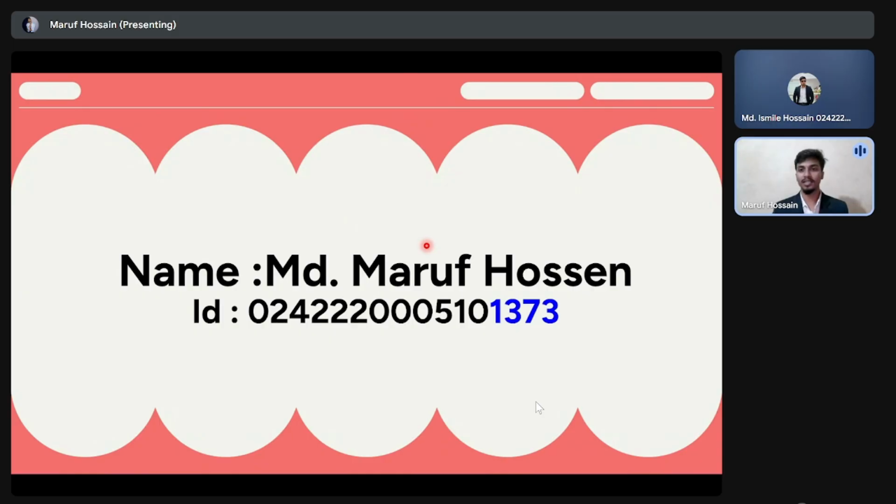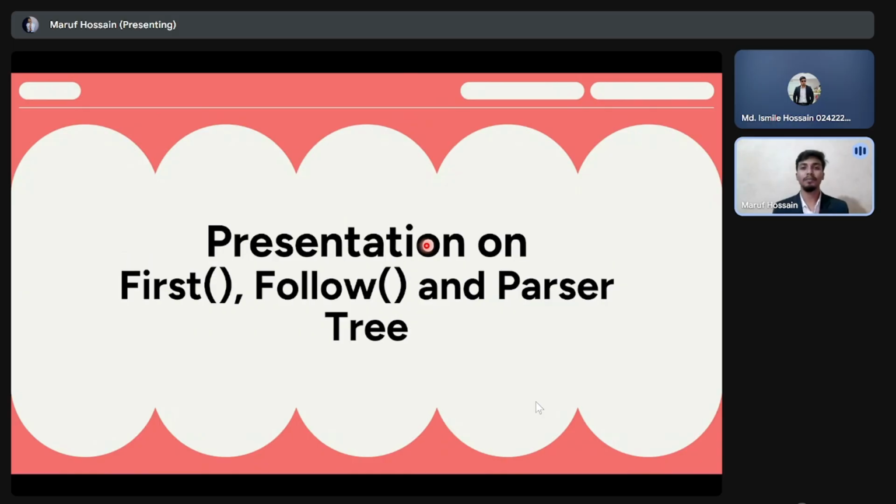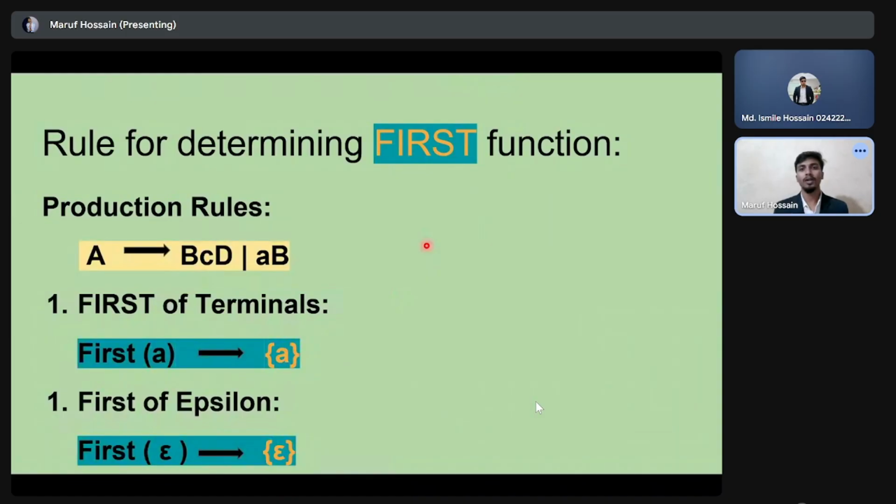My ID is 1373. In our presentation, we are going to talk about first, follow, and predictive parsing, which are concepts of compiler design. Normally the first set tells us which terminal can appear when a grammar symbol begins to produce a string. Before learning about the first set, at first we have to understand production rules.